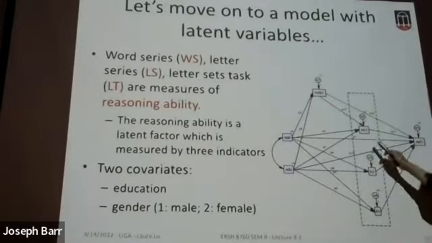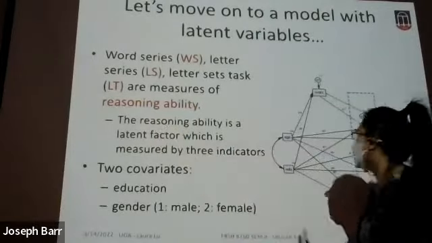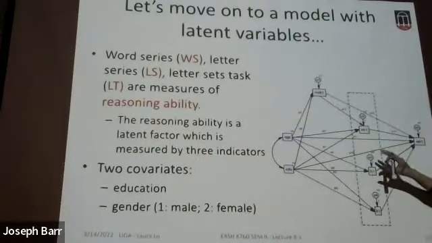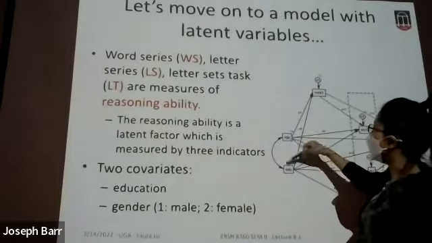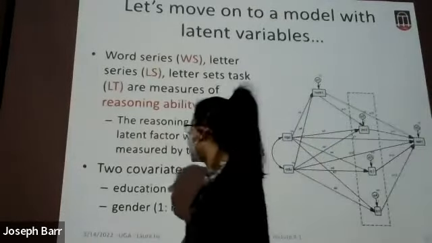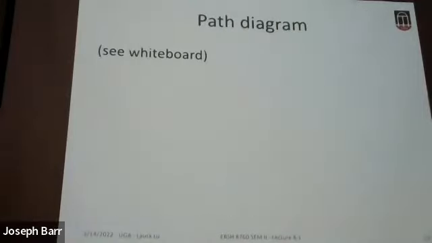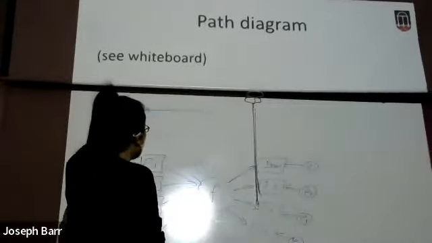So 3 tests or 3 items, 3 indicators. We have one reasoning ability. Okay, so we add a circle among these 3. Okay, add a circle into this model. And of course, we still use these 2 as our covariates. Okay. Then what is the path diagram now? So we want to use the path diagram model.